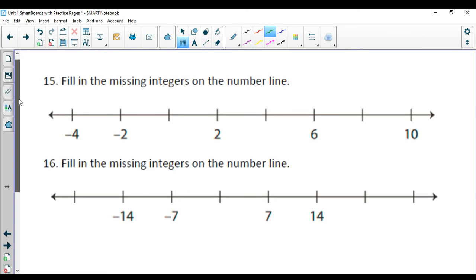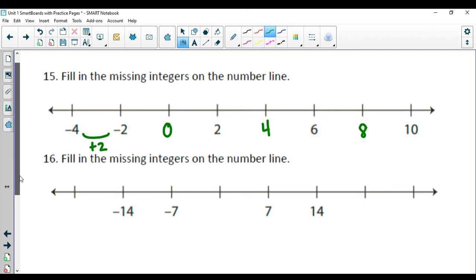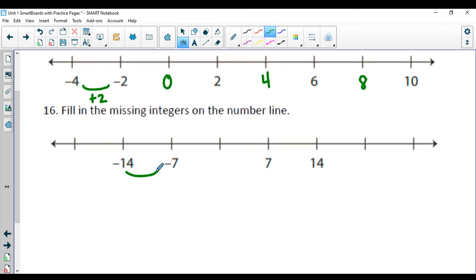For question number 15 here, fill in the missing integers on the number line. So again, you're looking for that pattern between numbers here. So a -4 to a -2, this added 2, which would make this 0, 2, 4, 6, 8, and then 10. In number 16, notice the pattern between these two. This was adding 7, and you could have seen that over here as well. So to go back here, this would be a 0. This would be a -21. This would be a +21, and that would be a 28.